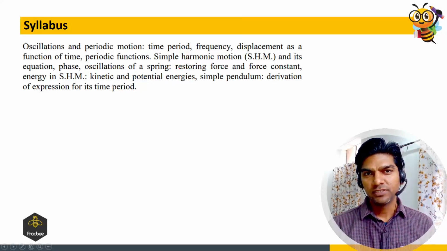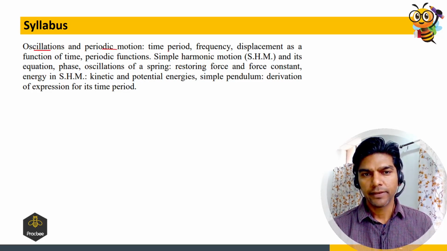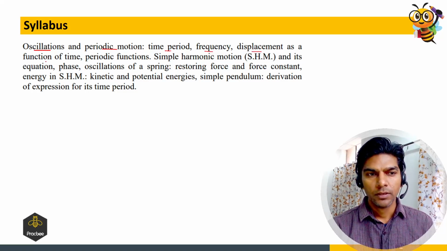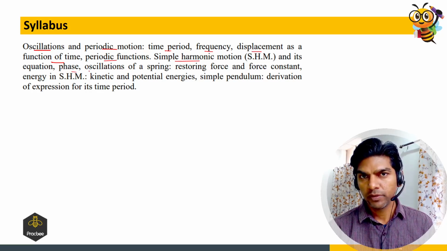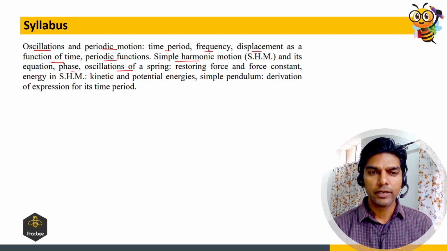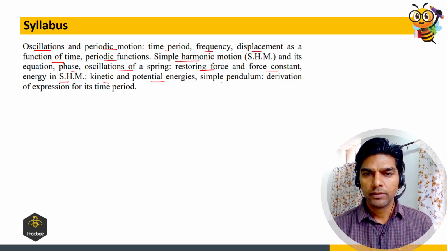Hello everyone. So now first let us have a look at the syllabus. In this chapter we have oscillation, periodic motion, then time period calculation for simple harmonic motion, then what is the frequency, the displacement of the particle as a function of time, then simple harmonic motion and its equation, phase, what do you mean by phase, what is initial phase constant, then the oscillation of a spring: if a spring is connected with a block, then what is the time period of the oscillation of the block, then the concept of restoring force, what is force constant, then the energy of a simple harmonic motion, kinetic energy and potential energy of the particle which is undergoing simple harmonic motion, the concept of simple pendulum, and the derivation of the expression for its time period.